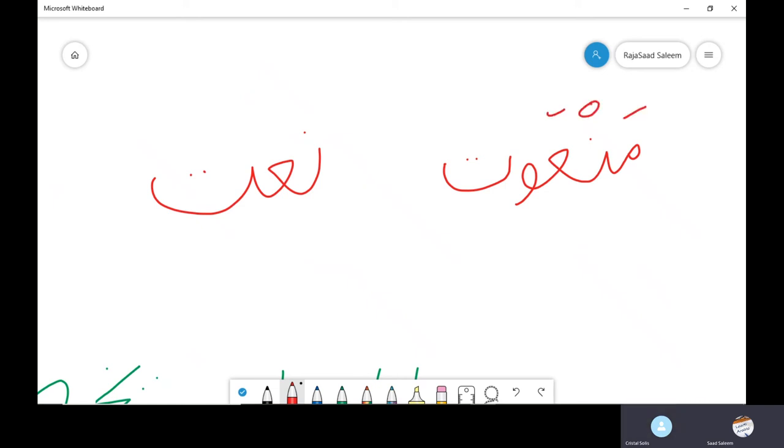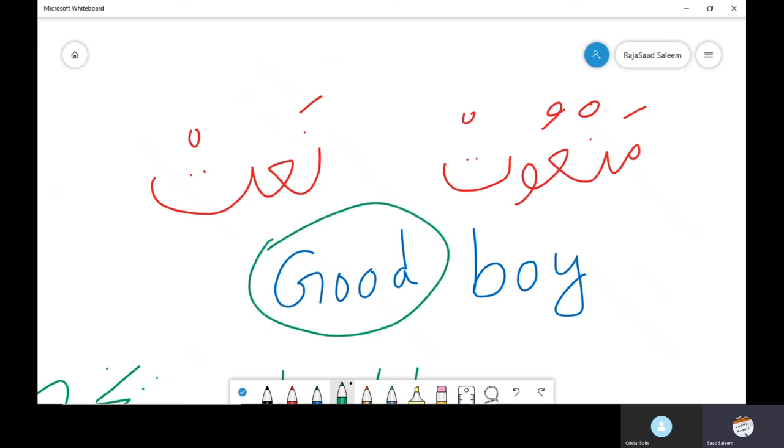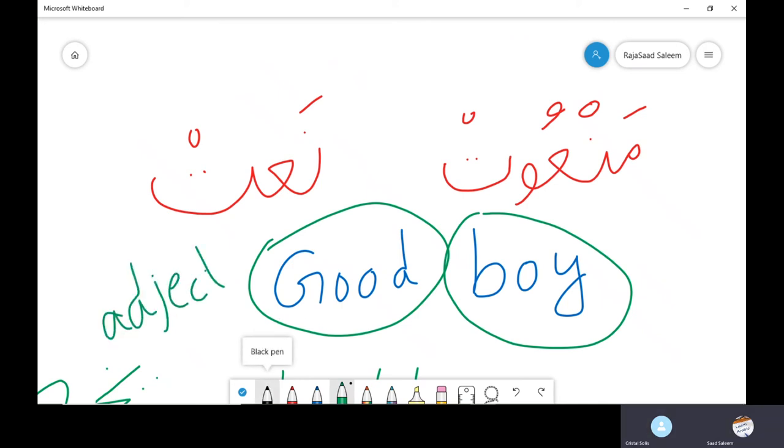What is manut? I don't know. Okay. Here in this sentence, "good boy", the word "good" is a quality and the boy is the one whose quality is told. So quality is called, I think, adjective in English. Am I right? Yeah. And the one whose quality is expressed, maybe it is called subject, I guess. I don't know. Whatever it is.